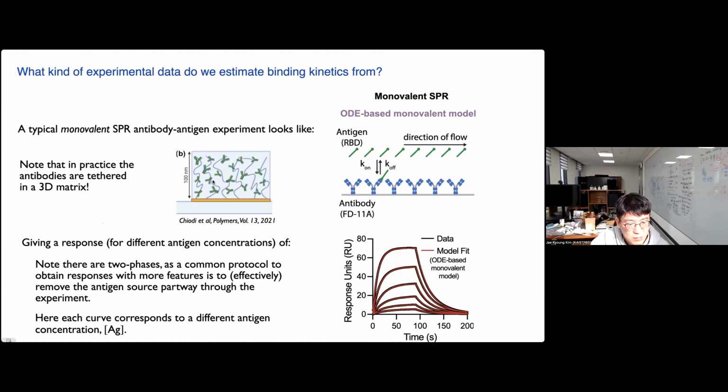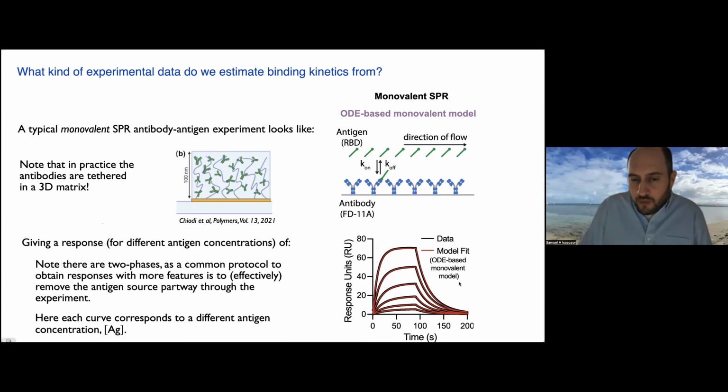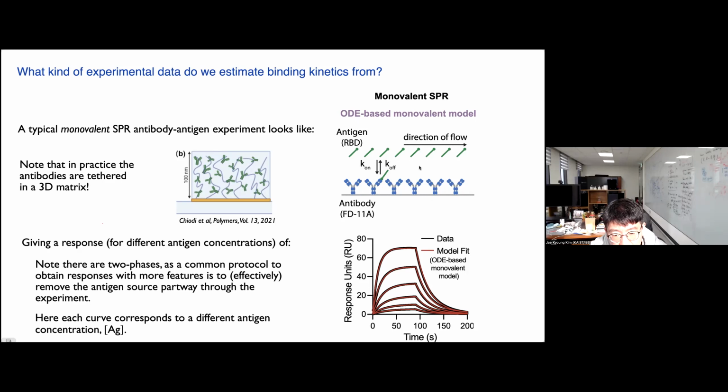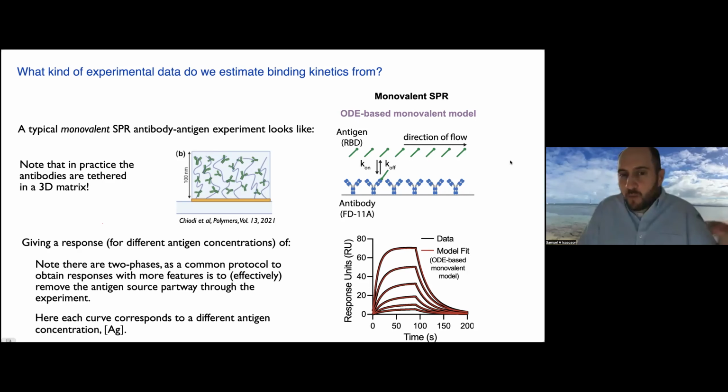So what this plot shows is some set of experimental curves. Each one of these is for an increasing amount of the antigen, that is the receptor binding domain of COVID. And you see two phases. Initially they start the antigen flowing over and you see binding, so the amount of antigen bound to the surface increases. And then at a certain time, they turn off and wash out all the free antigen, and you just see unbinding as stuff leaves the surface.